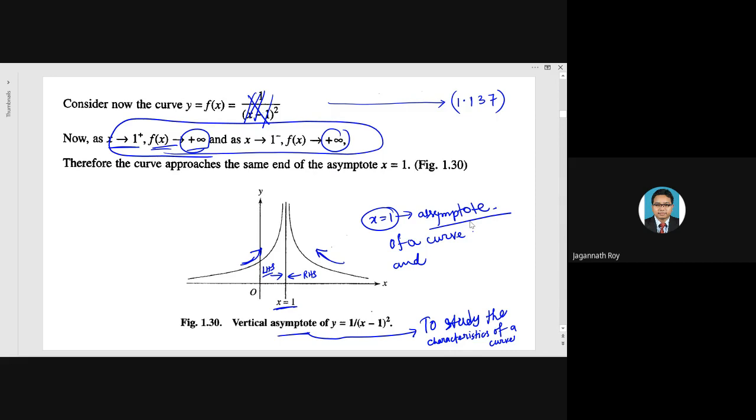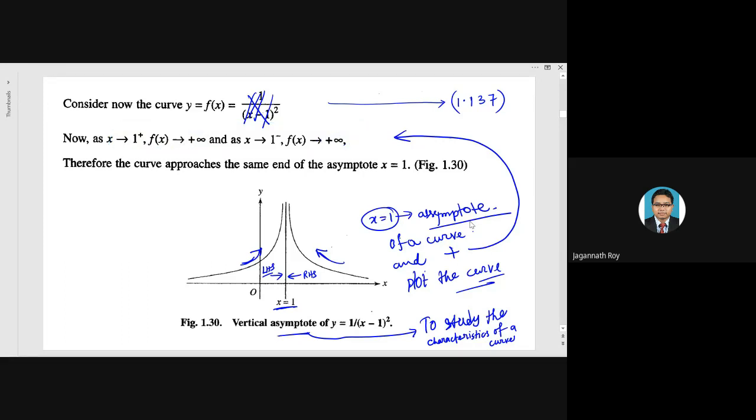Then the task is to plot the curve, given these limits. This is a simple example. Maybe for engineering problems you may get difficult problems, but this is more or less the application of asymptotes. They will be helpful to find out the curve.